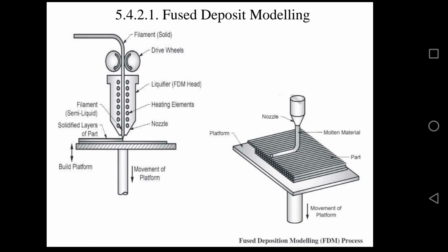The first one is fused deposit modeling, and it is the second most widely used rapid prototyping technology after stereolithography. In this process, the material used is thermoplastic, for example polycarbonate, polysulfone, etc., and it is in the form of wire-like filaments. We use wire-like filaments to manufacture the material by using fused deposit modeling.